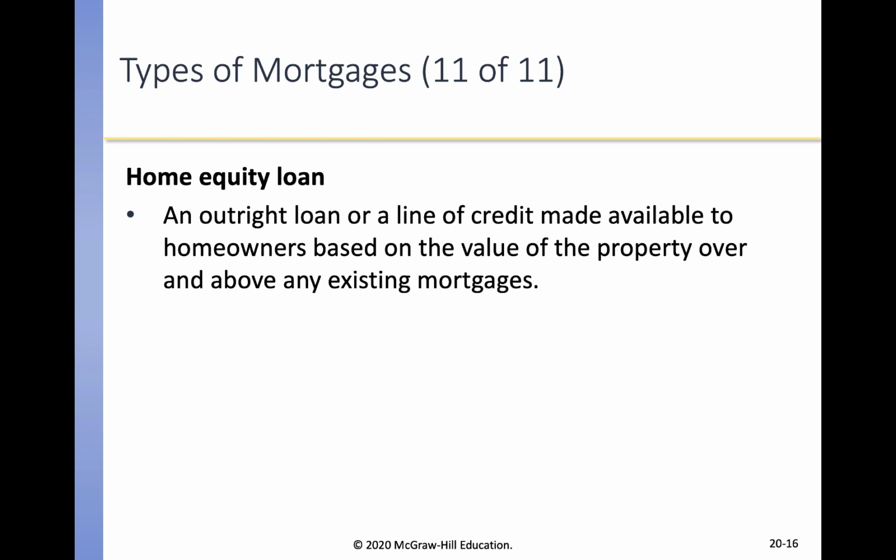A home equity loan is a loan or line of credit made available to homeowners based on the value of the property over and above any existing mortgages. A home equity loan takes advantage of equity in property, and I get to borrow off that. So if I have a home valued at $400,000 and my first primary mortgage is $200,000, all right, so I have $200,000 of equity in that home. I could get a home equity loan, say for $100,000, to borrow on that equity.